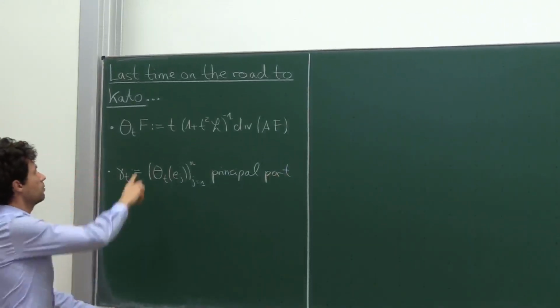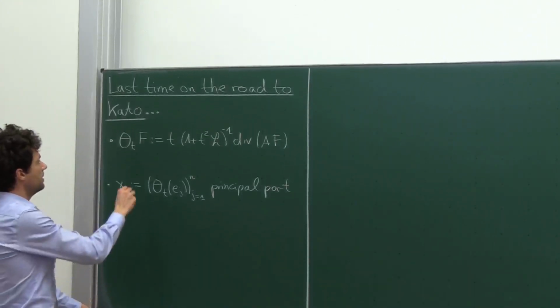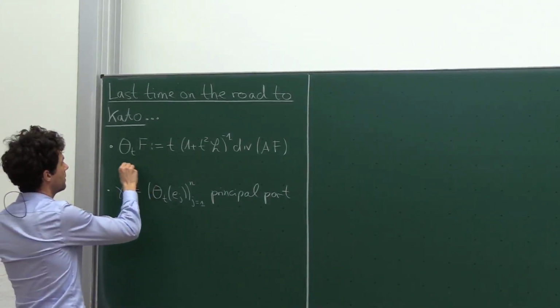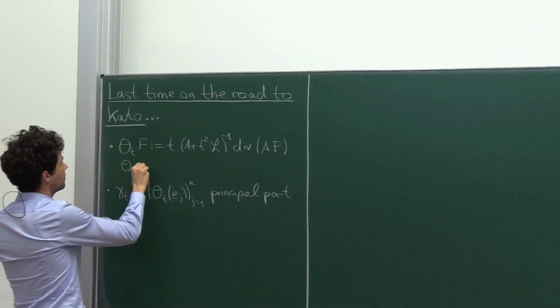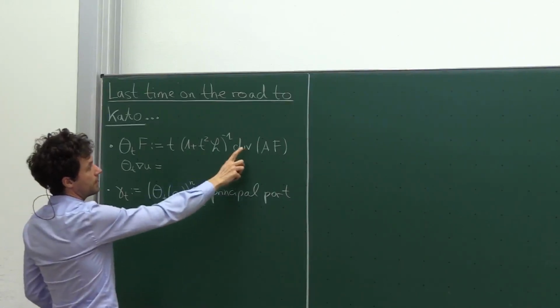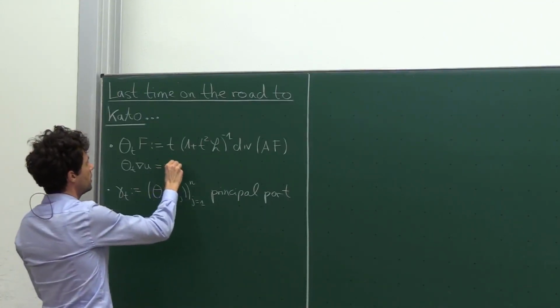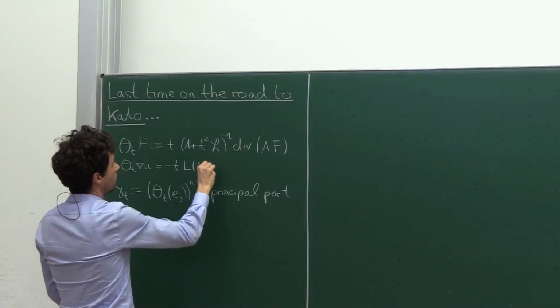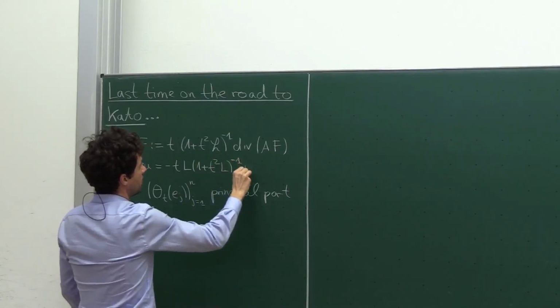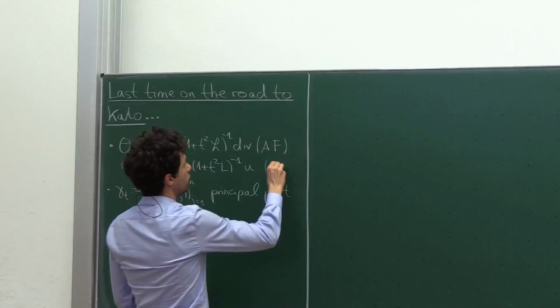And the very reason why we are working with this operator theta is the following identity. If you apply theta of t to the gradient of an H1 function, then you're going to pick up divergence A gradient, so that gives you the operator L back up to a minus sign. This would produce for you minus t L (1 plus t squared L) to the minus 1 u. This identity was called 13.2 in the previous lecture.